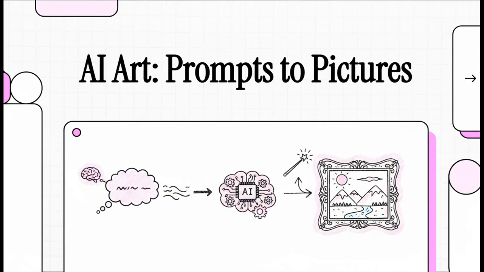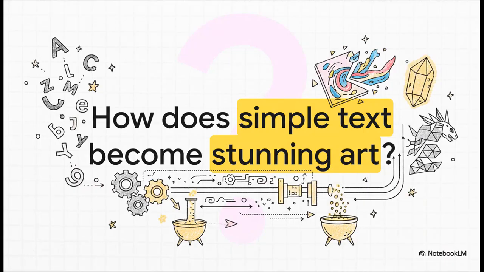Have you ever just wondered how a few words typed into a box can somehow become a stunning, breathtaking piece of art? Well, today we are pulling back that curtain. We're going to dive into the magic of AI image generation and show you exactly how it all works. This is the big question, isn't it? How does simple text become this incredible art? It really feels like some kind of modern-day alchemy, turning words into pictures.